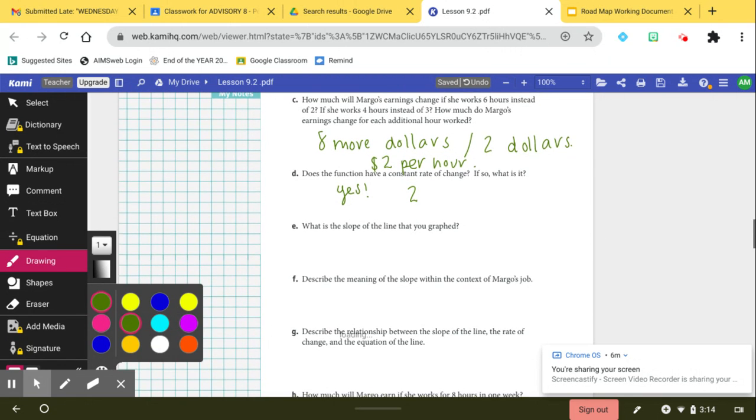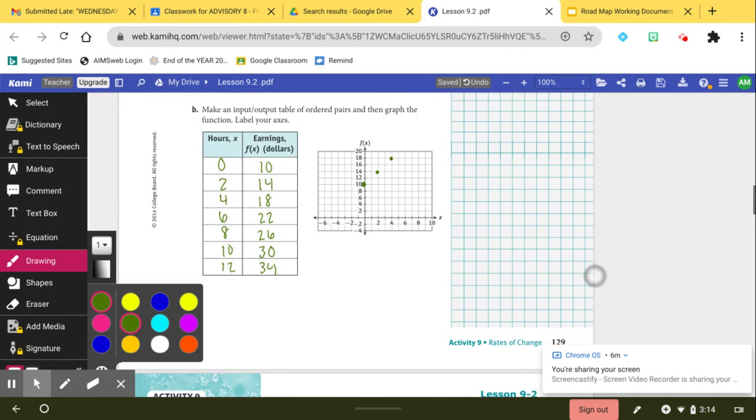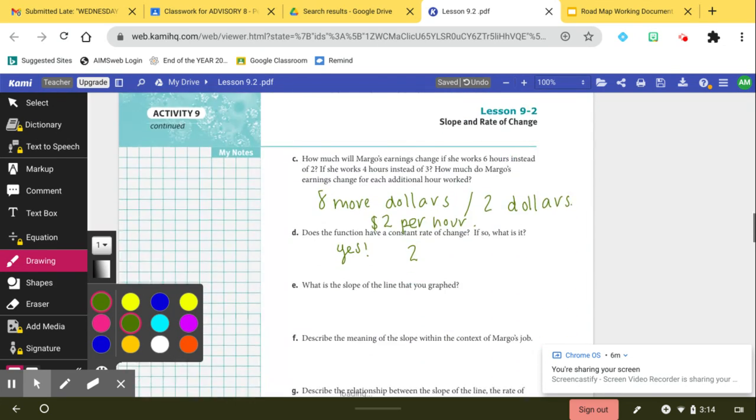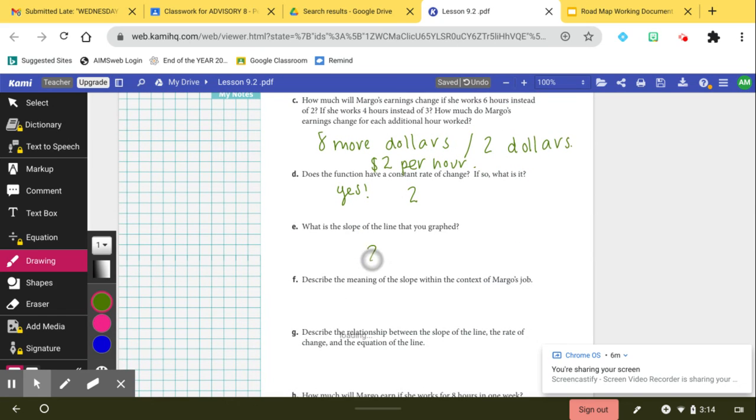So what is the slope of the line we graphed? Well, if we go back, we go up 4 and then over 2. So change of y is 4. Change of x is 2. So that would be a slope of 2. So the slope of the line that we graphed is 2. And then it says, describe the meaning of the slope within the context of Margot's job. So $2 per hour that she works.